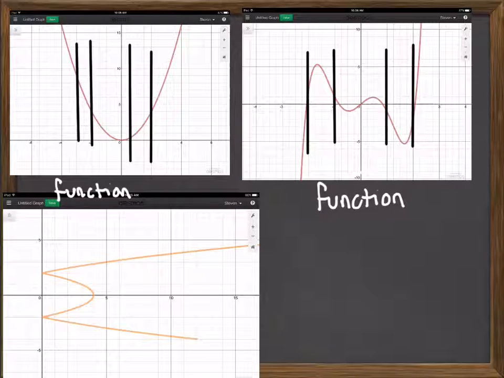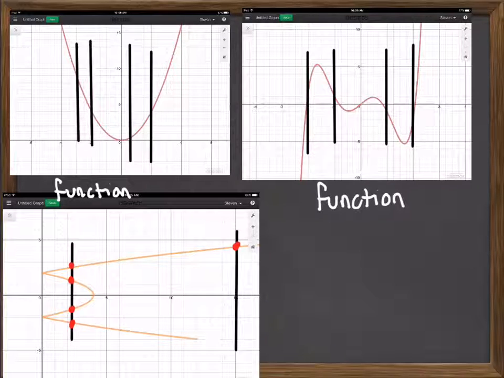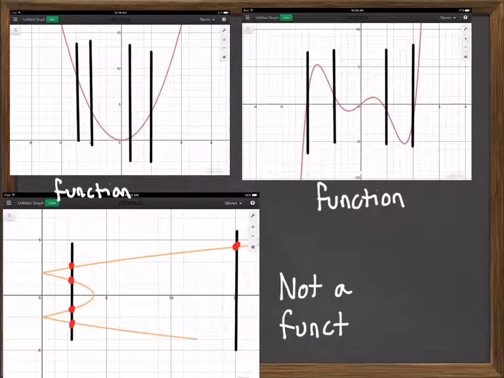Consider our last example, this kind of sideways shaped M type thing, and again if you look at a vertical line, here's one that actually crosses the graph 4 times. Now it is possible to draw some vertical lines, in this particular case, that only cross the graph once. But because you can draw one that crosses more than once, this thing is not a function.